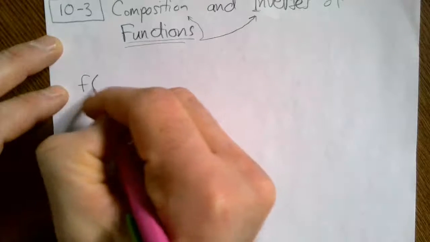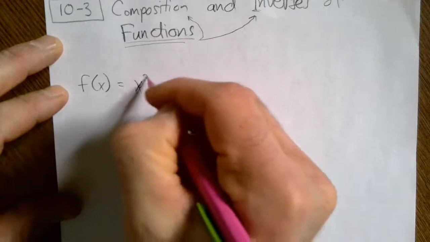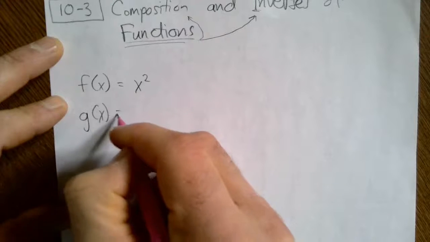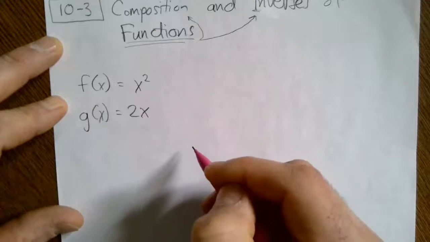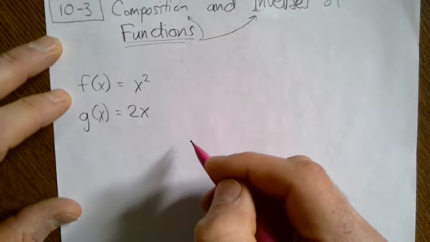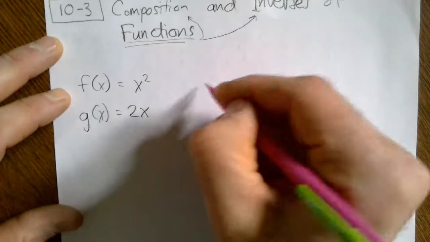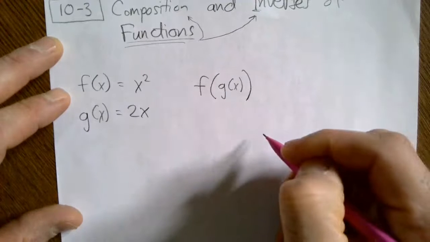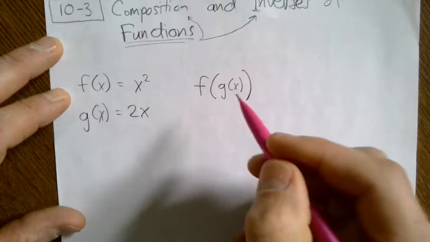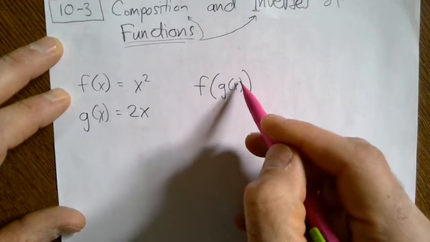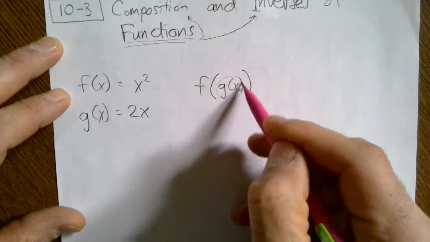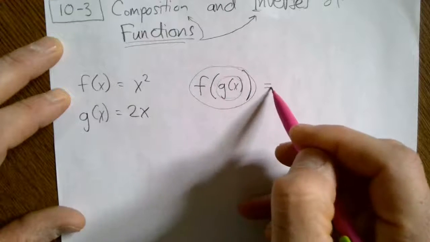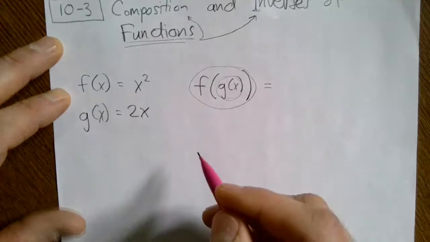Suppose you have one function, f of x equals x squared. And then you have another function, g of x, and it's 2x. Now, if I say I want you to do f of g of x, what could something like that mean? It means I want you to figure out what a number would be in g, and then plug that into f, and then tell me what the whole thing would end up being. Let's do a couple of examples.